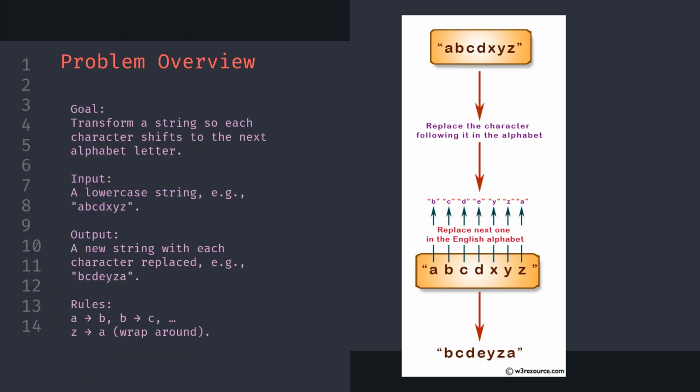This problem focuses on character manipulation using the alphabet. Each letter in the input string shifts to the next letter, and Z wraps around to A. For example, the input ABCDXYZ becomes BCDEYZA. It is a simple but fun exercise in string and character processing.